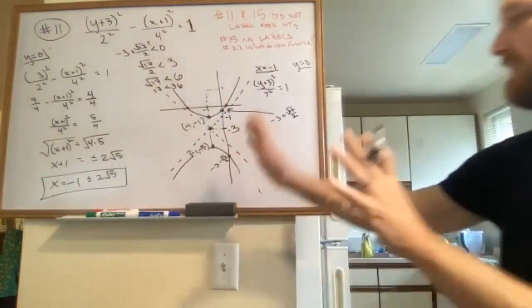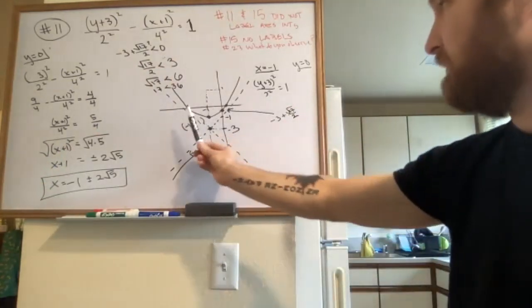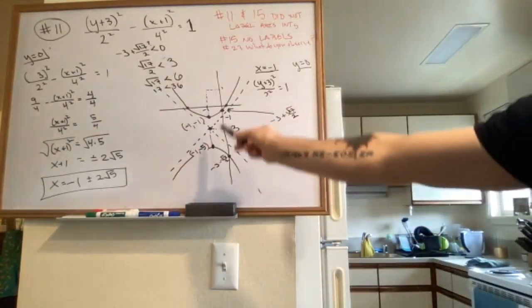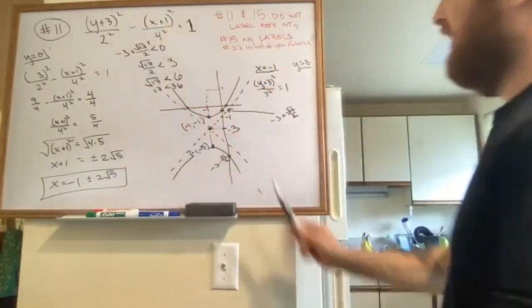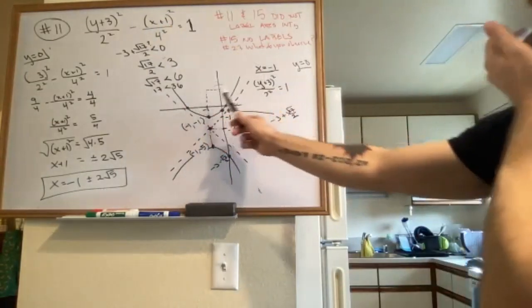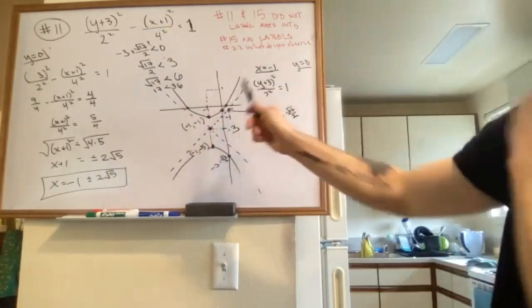And I can see, looking back at my picture, that actually makes sense because it should be symmetric about -1, because my shift was 1 unit to the left. And indeed, that's what I find. I have a -1 plus 2 square root 5.